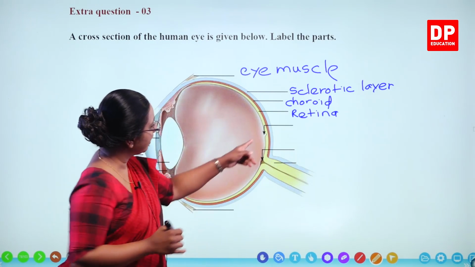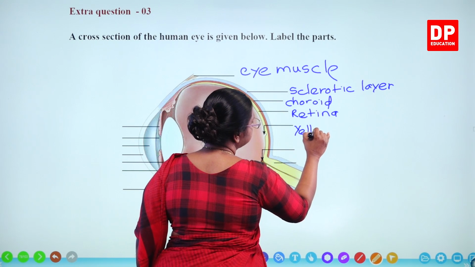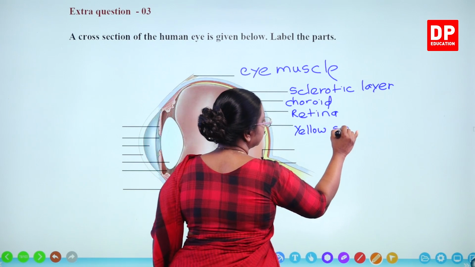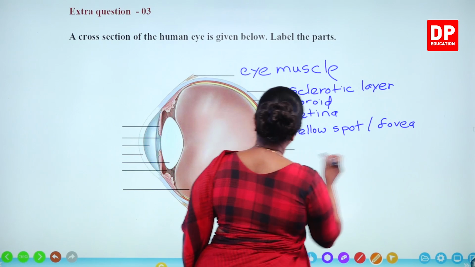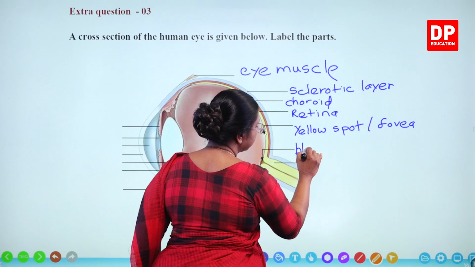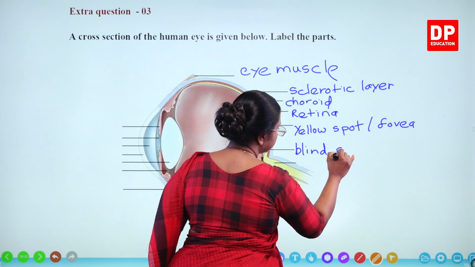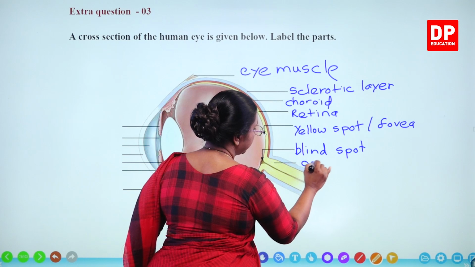And what is this part where the sharp image forms? It's the yellow spot or fovea. Then what is this spot? That is the blind spot. And this is the optic nerve.